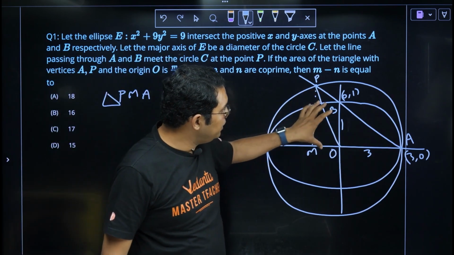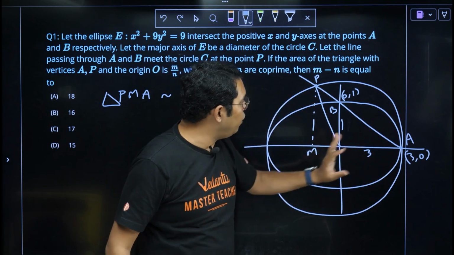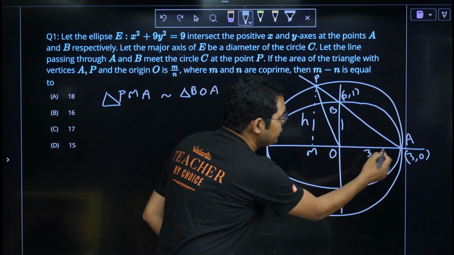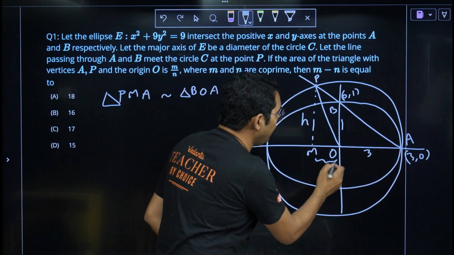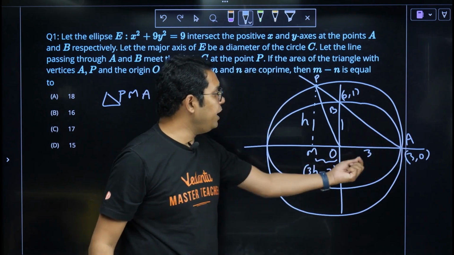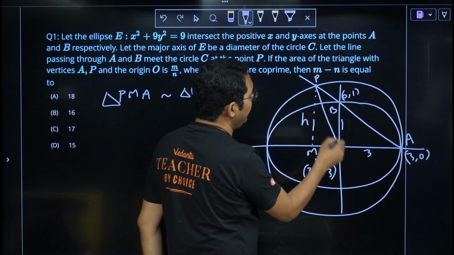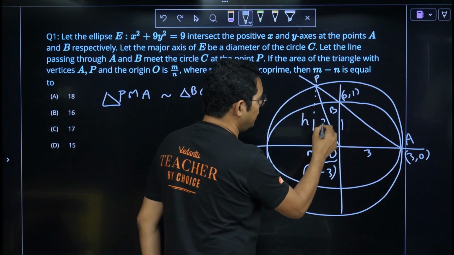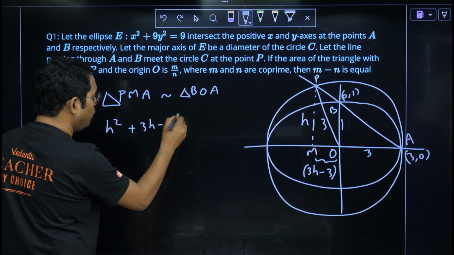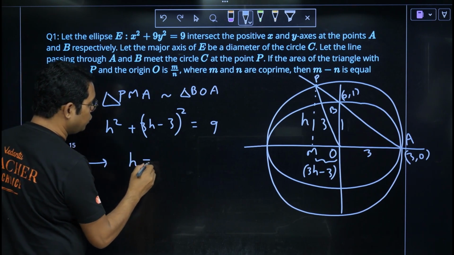If you talk about this height OB to base OA, 1:3. So in this triangle PMA also, if this height is H, MA has to be 3H, and out of which already this is 3, so this length OM has to be 3H minus 3, because complete length MA has to be 3H from that similarity. So now we can use Pythagoras theorem, because this OP has to be the radius of the circle, which is 3. So using the Pythagoras theorem, H square plus 3H minus 3 whole square is equal to 3 square, that is 9. Now if you solve it, I think your H comes out to be 1.8.